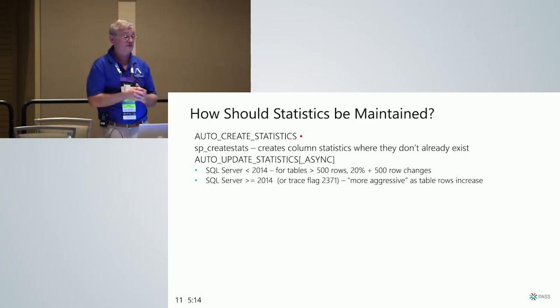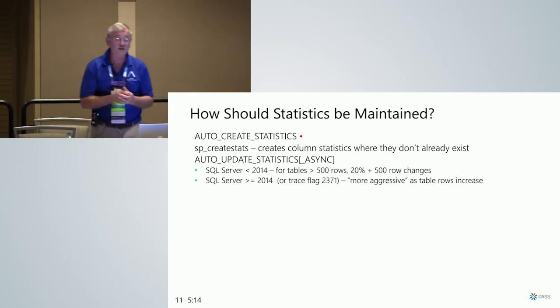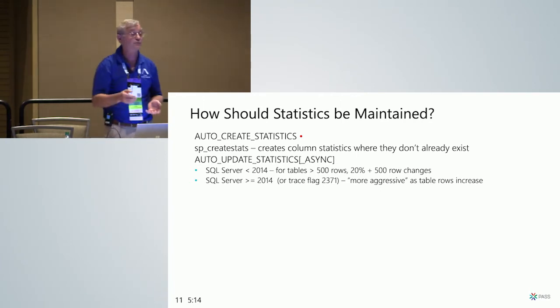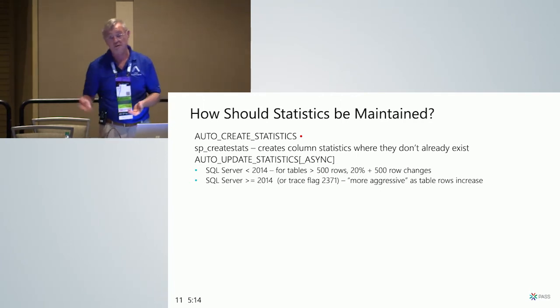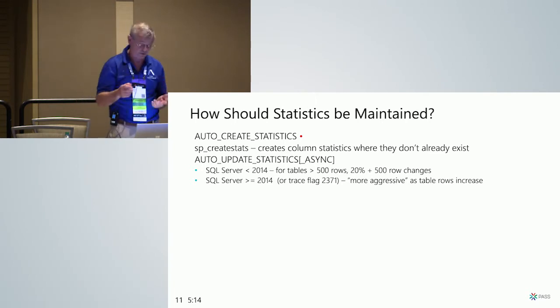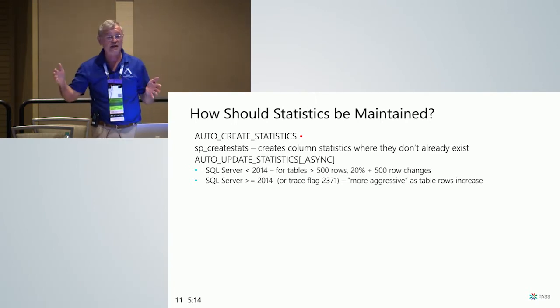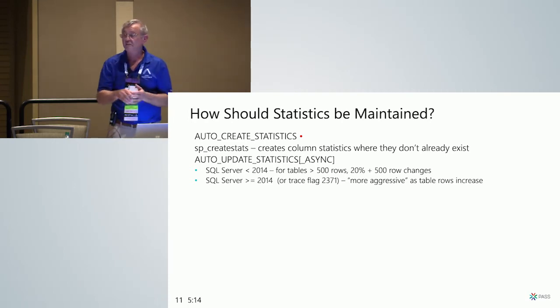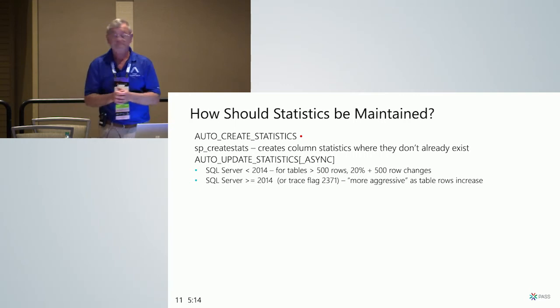And apparently Microsoft thought so too. So starting with 2014, the algorithm changed. So it wasn't that simple formula. It became a logarithmic thing over 25,000 rows or something, which means that the larger the table, the smaller percentage of rows had to change to trigger the statistics to be stale. Worked much better.